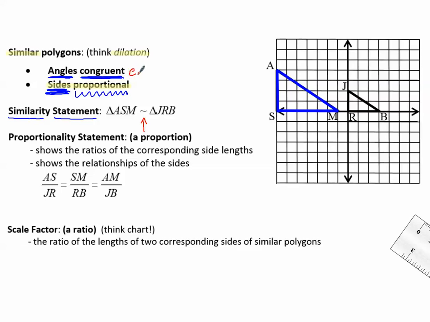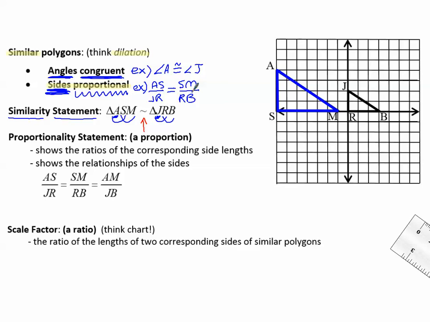We can still say, for example, that angle A is congruent to angle J, just like we did with the congruent triangles. But now the sides are proportional. For example, we would say that side AS as a ratio to side JR, these two corresponding sides, will be equal to side SM over its corresponding side, RB. Notice we've made a proportion: a ratio equals another ratio.